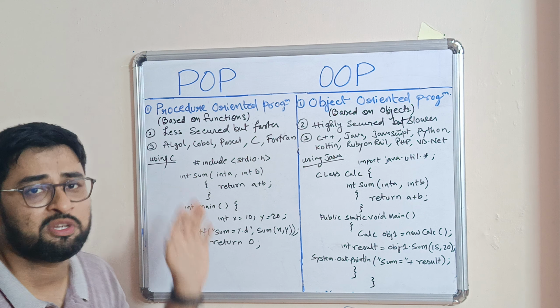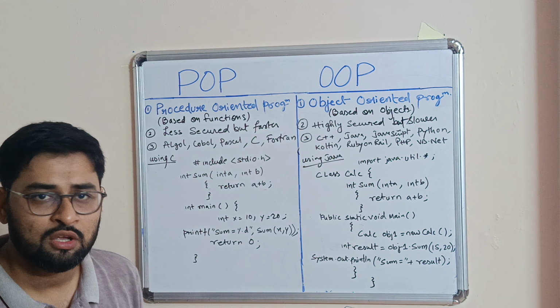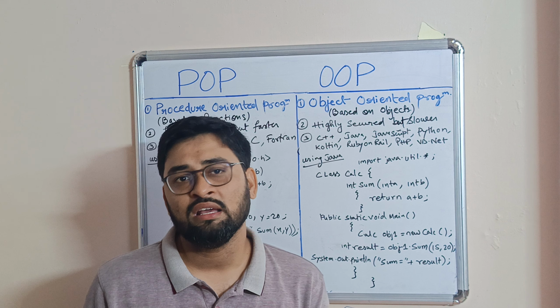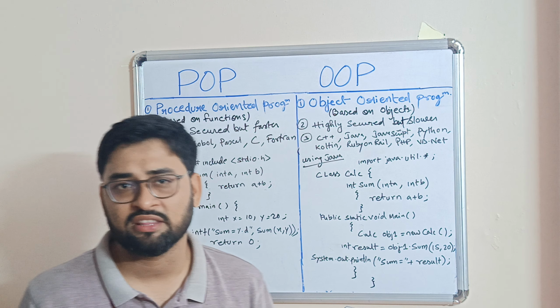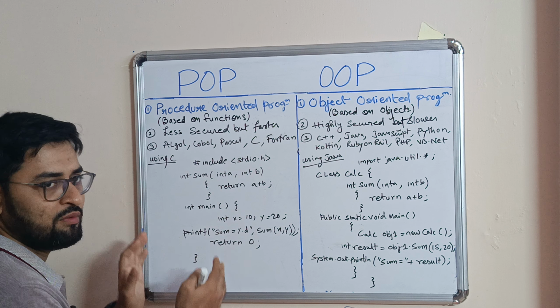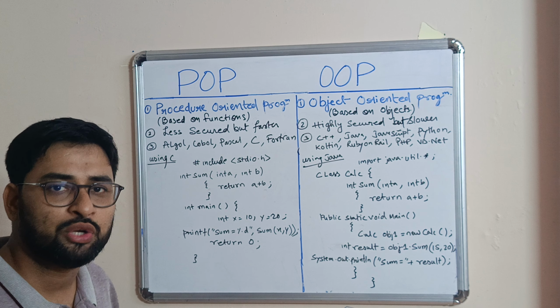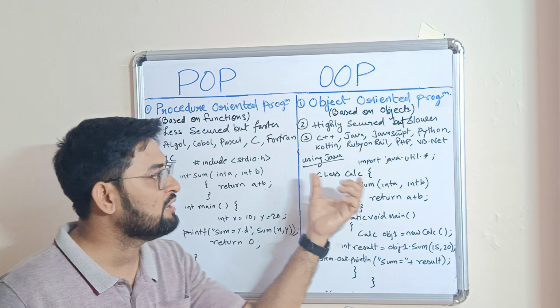That means POP, especially in C language, because of the concept of pointers, has direct memory access. So once you make a mistake in any function, it will hamper the entire process. But that is not the case in object oriented programming languages, like Java and Python. I have given one example from both concepts: POP, that means procedural oriented programming, which follows C, and object oriented programming, which follows Java.